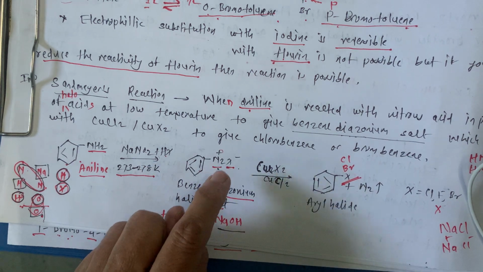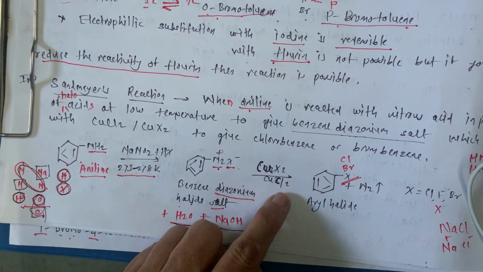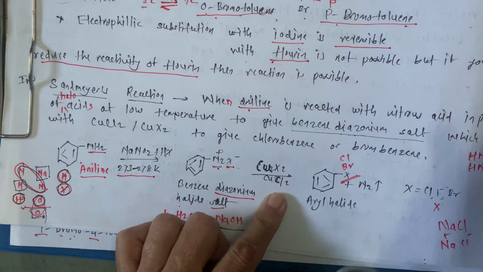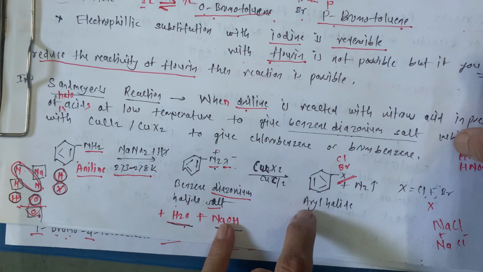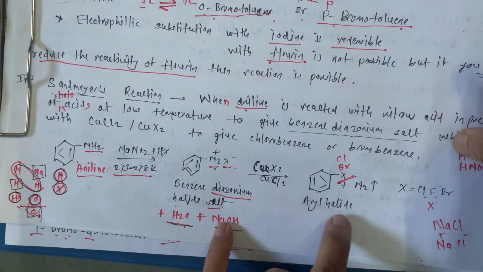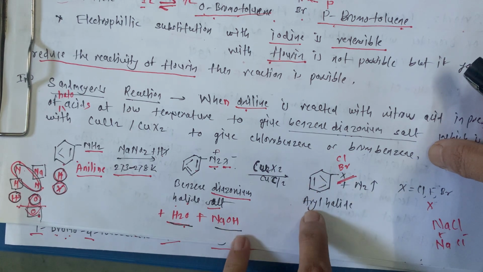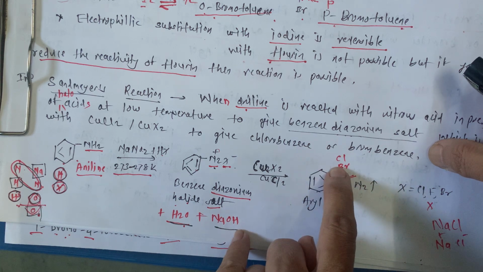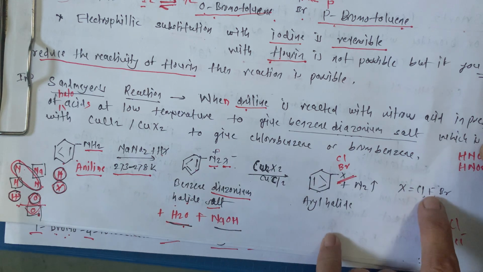Now further, this diazonium halide salt is reacting with CuX, or CuCl, that is cuprous chloride. If it is cuprous chloride, then this is aryl chloride. If it is cuprous bromide, then this is aryl bromide. But in general, for X, I am writing aryl halide. This X may be chlorine, this X may be bromine, but not fluorine.